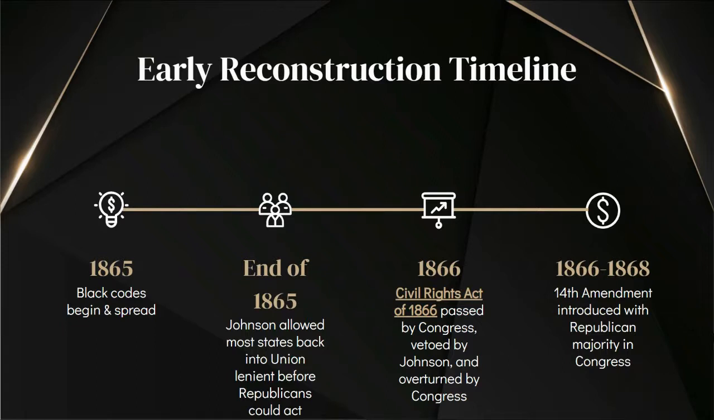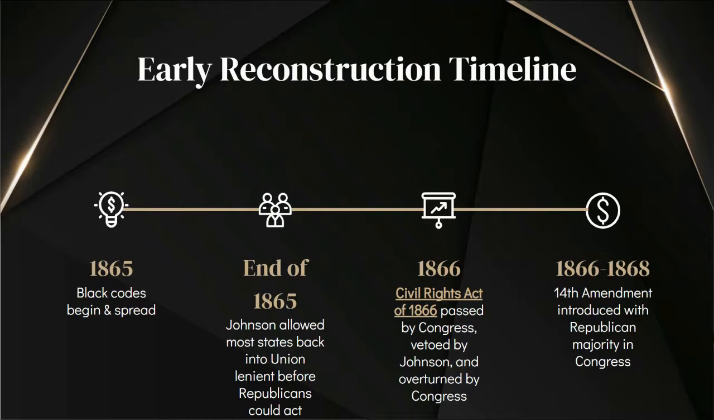At the end of 1865, President Johnson had allowed most states back into the Union, and this was more lenient than what the Republicans had wanted, and they have a major problem with it. Their response to that is the Republicans are going to pass the Civil Rights Act of 1866.